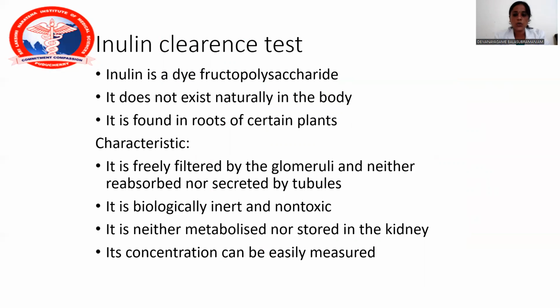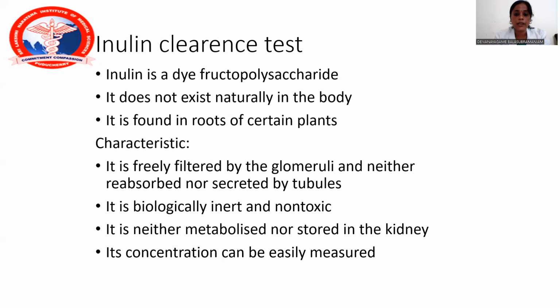The first one we are going to take is the inulin clearance test. Inulin is a polysaccharide of fructose. It does not exist naturally in the body, so it is not naturally occurring. It is found in the roots of certain plants. What are the characteristics of the substance? It is freely filtered by the glomeruli and neither reabsorbed nor secreted by the tubules. So substance A is what we use here for measurement of renal clearance.